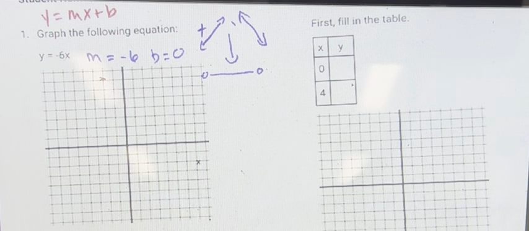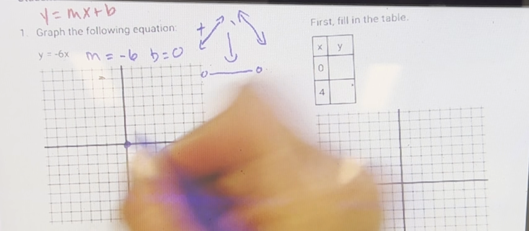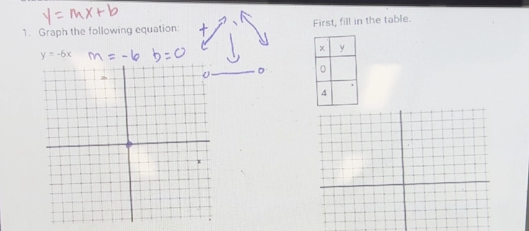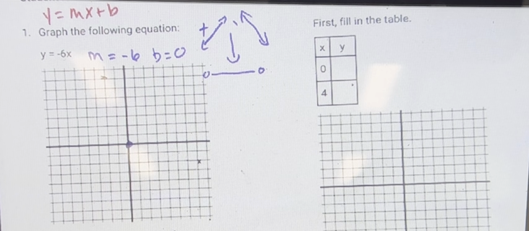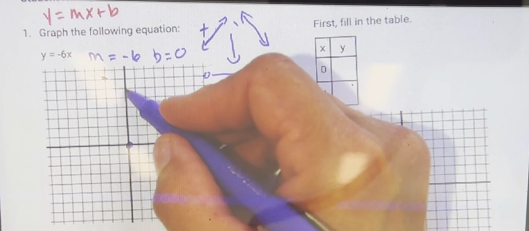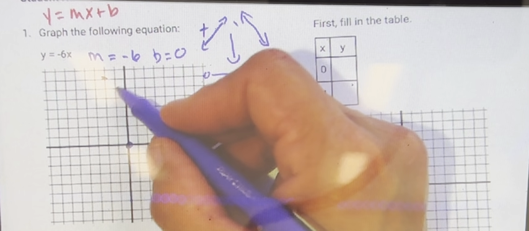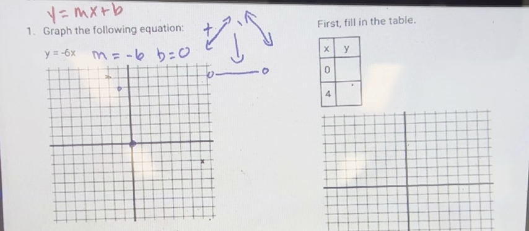So you start by plotting the y-intercept, which is at 0. And if you count the graph, it's an 8 by 8. So it's 8 high, 8 down, 8 left, 8 right. So if I want to go up 6, I'm going to go 2 down. Am I going to go to the left or to the right? To the left. Because if I go to the right, it makes it positive.